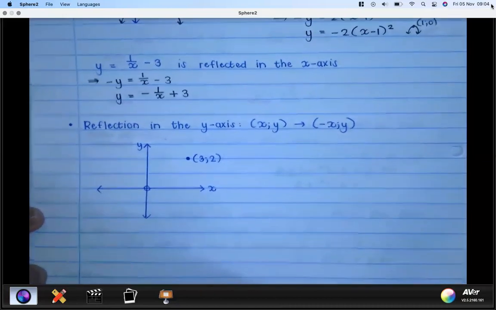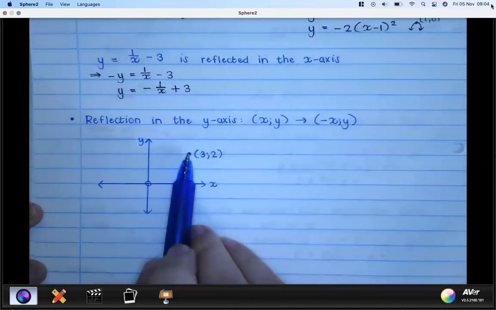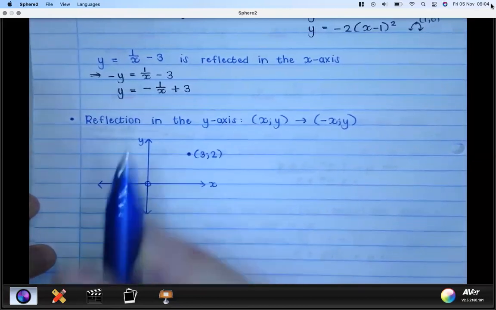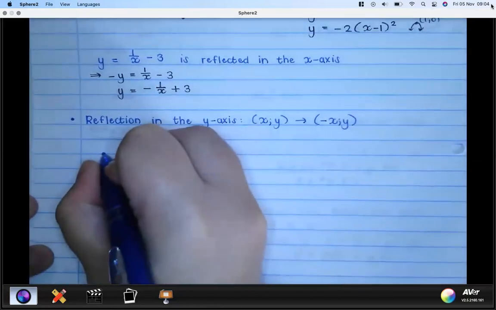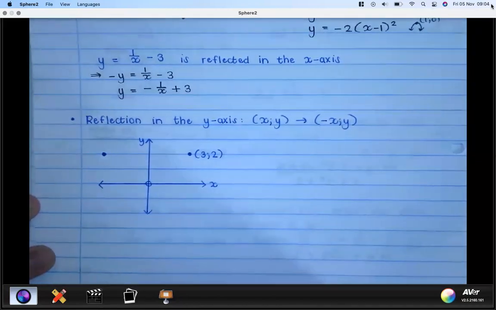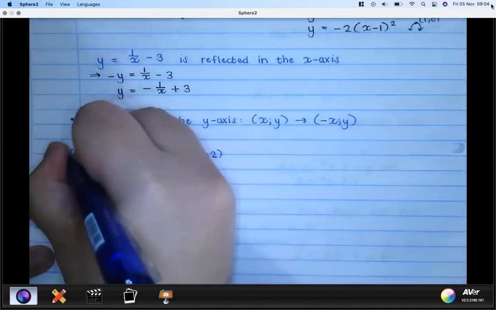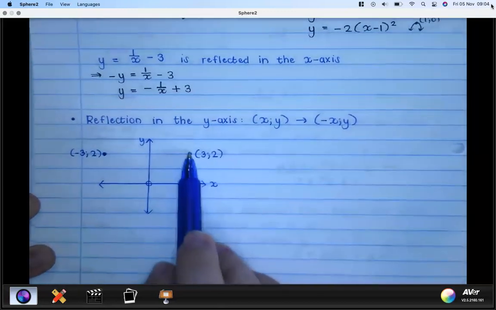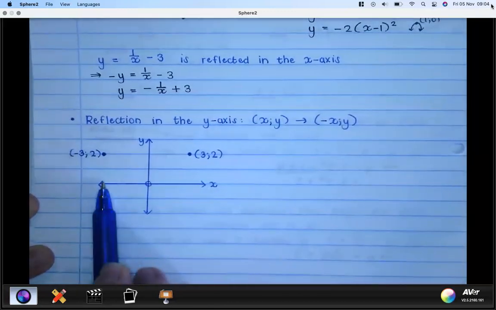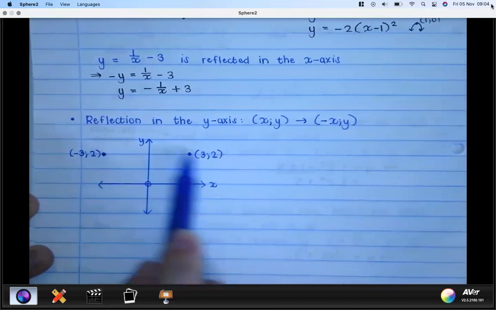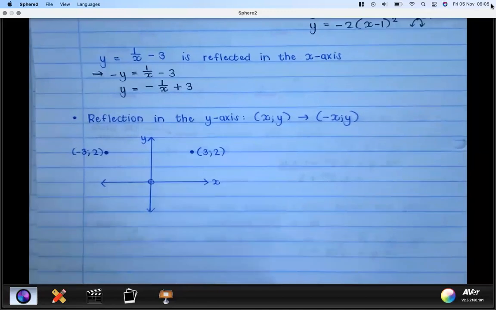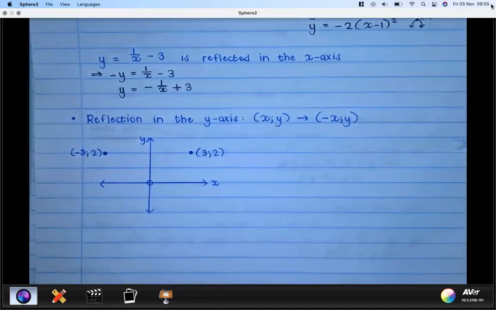Okay, so you have the point (3, 2). This is now reflected in the y-axis. So now you flip it over the y-axis and it will be there somewhere. That's probably not very accurate, but I'm trying my best. And now that will be the point. If this is +3, that has to be -3, but it still has the same y value. Like I said before, this will happen to every single point on the graph.